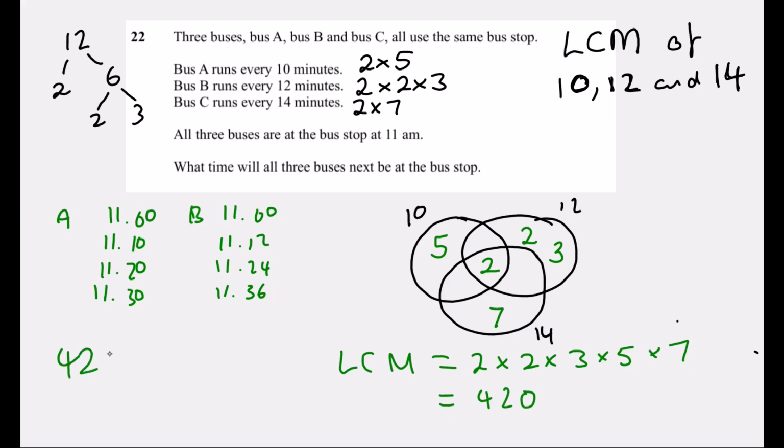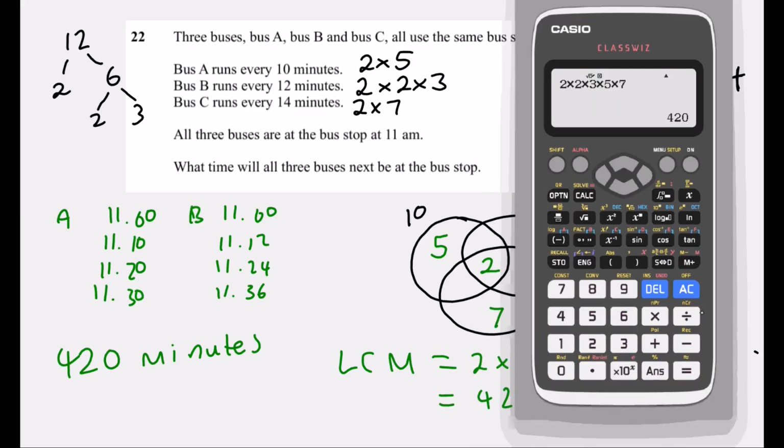So it takes 420 minutes for all three to be at the same time. To change minutes into hours, we can divide by 60.